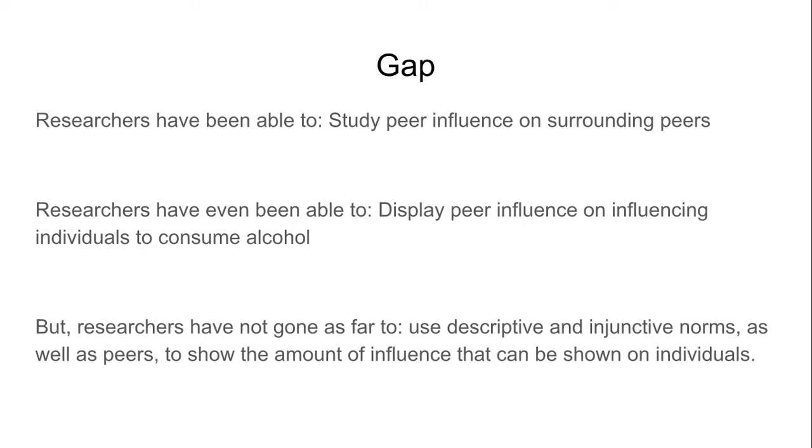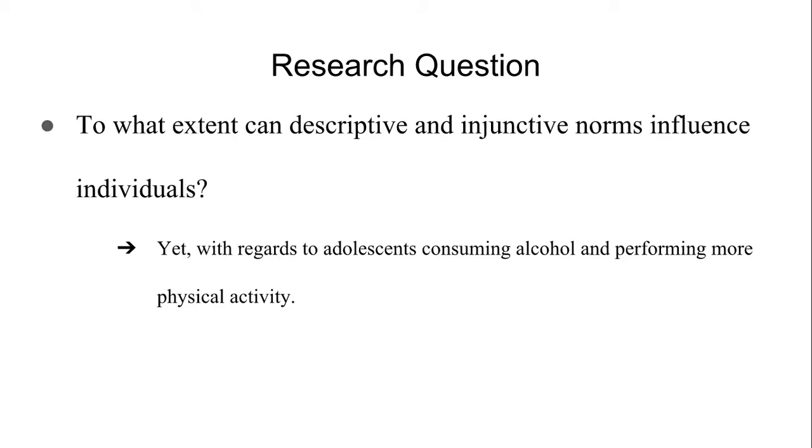So these are two things that researchers have been able to do. They've been able to show peer influence on consuming alcohol, but researchers haven't gone as far as to use descriptive and injunctive norms as well as the peers to show the amount of influence that can be shown on individuals. This is huge because being able to use those norms as a guideline to show how effective the norms actually are in persuading these individuals to do things is huge. So that was my gap. I was able to find that.